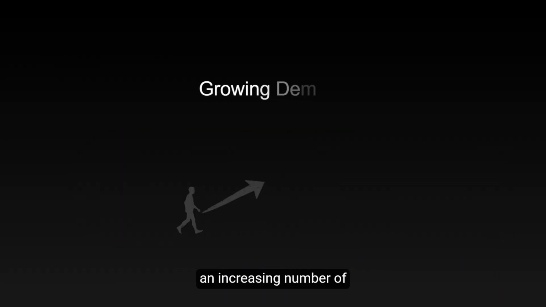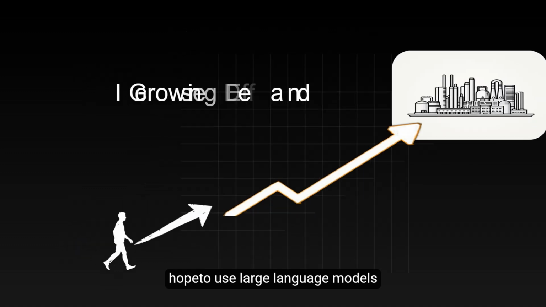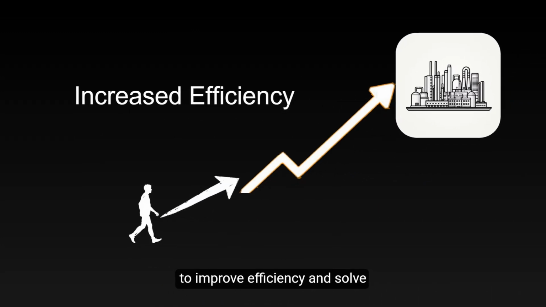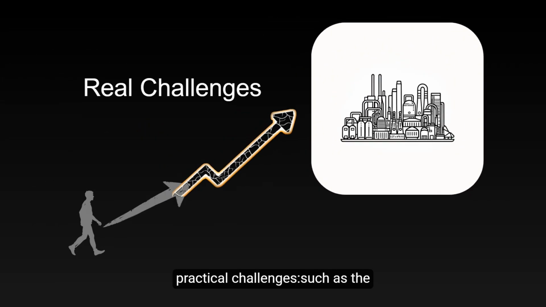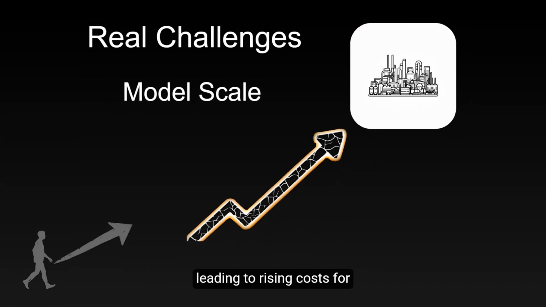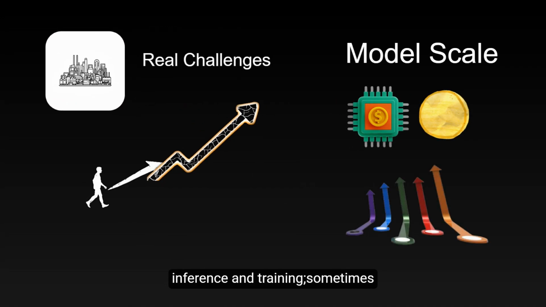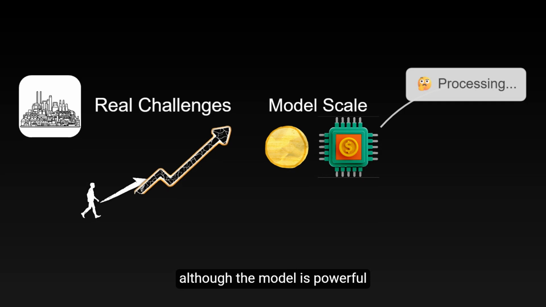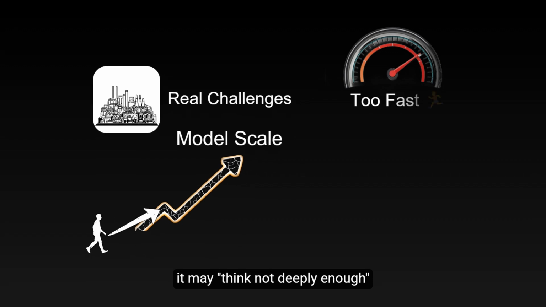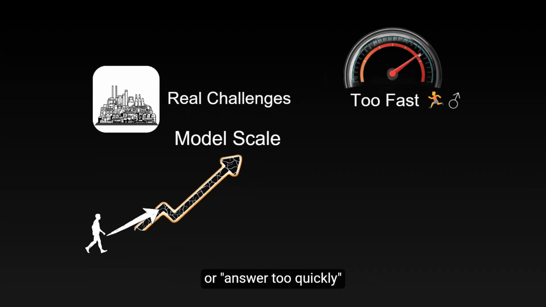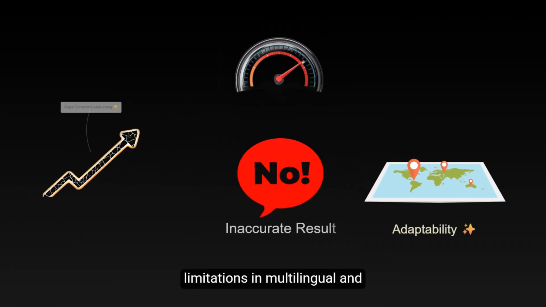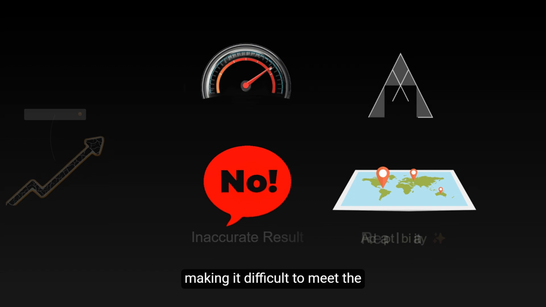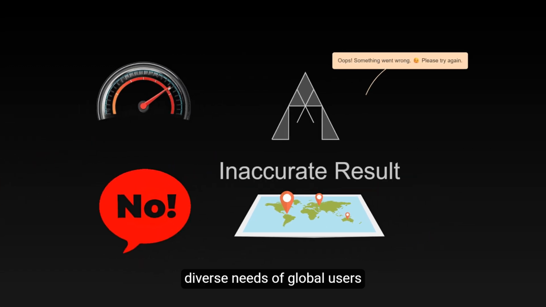applications. Now, an increasing number of industries and individuals hope to use large language models to improve efficiency and solve problems. But in reality, many large models face practical challenges, such as the increasing scale of models, leading to rising costs for inference and training. Sometimes, although the model is powerful, when handling complex reasoning tasks, it may think not deeply enough or answer too quickly, resulting in less accurate outcomes. There are also limitations in multilingual and multi-scenario adaptability, making it difficult to meet the diverse needs of global users.